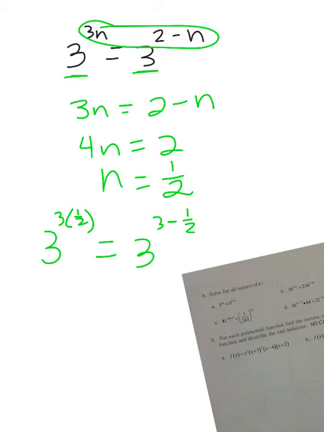You get 5.19615, blah, blah, blah, on both sides. Okay, so let's take a look at B.